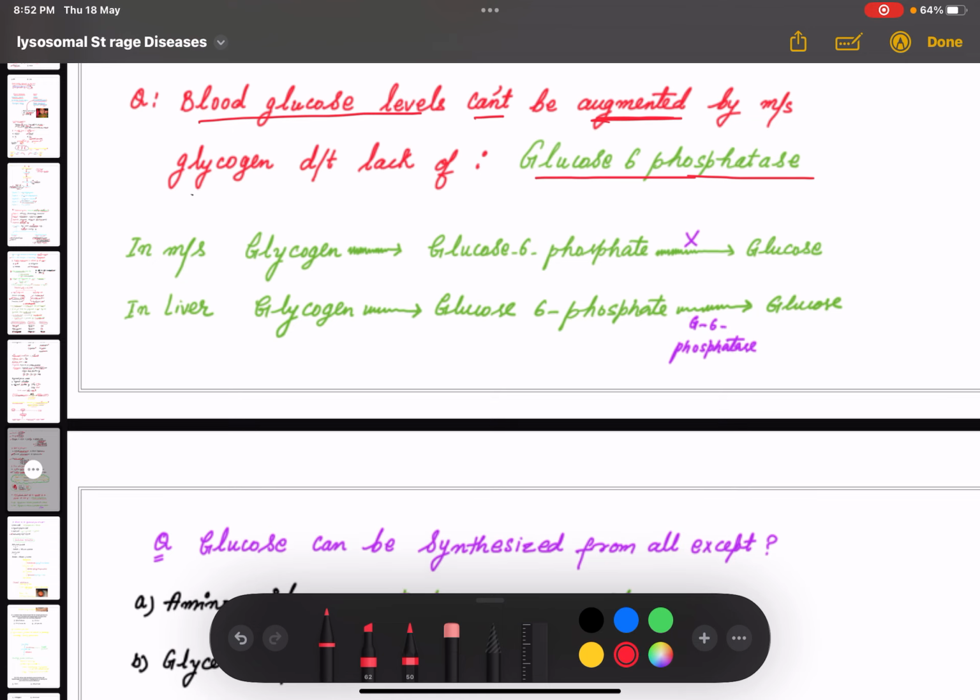Here you can see, you will understand, in muscle glycogen we don't have the enzyme, but we have glucose 6 phosphate. In muscles we have glucose 6 phosphate, but we don't have glucose 6 phosphatase, which will cut the phosphate from the glucose so that we will get the glucose. But in liver glycogen you can see we have glucose 6 phosphate, and also we have the glucose 6 phosphatase enzyme, which will cut the phosphate from the sixth carbon, and we will get the glucose, and this glucose will be released in the bloodstream. Okay guys, I hope this is clear.